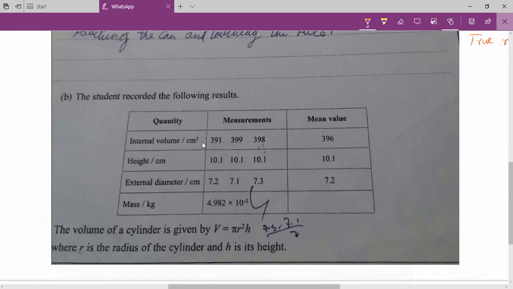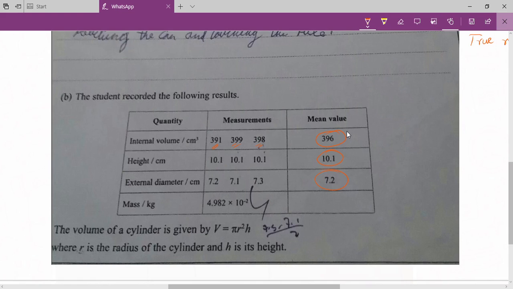Internal volume per centimeter cube: 391, 399, 398. So you have to take the average of that. Whatever calculation you do is related to this. Because here you are seeing three readings, they take three readings just to make it accurate, and then you have to take the average of them and calculate whatever question they ask you.